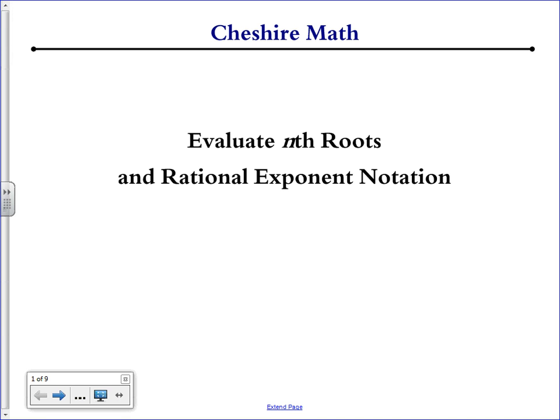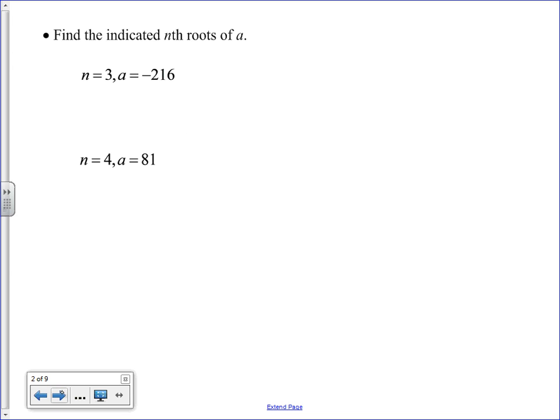This video is about evaluating nth roots and rational exponent notation. If the instructions ask you to find the indicated nth roots of a, and then they give you an n and an a, they're asking you just to evaluate a root. A root could be a square root, a cube root, a fourth root, a fifth root. Whatever the indicated n value is tells you what kind of root you're taking.